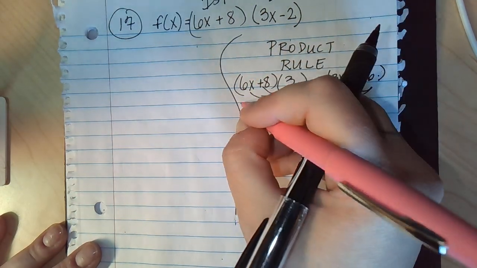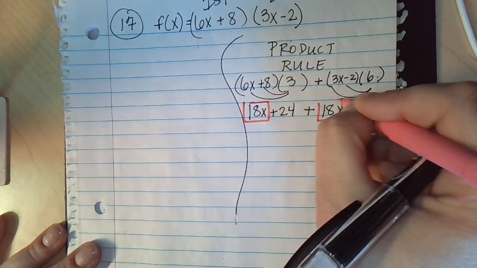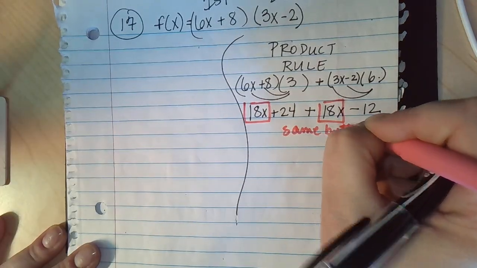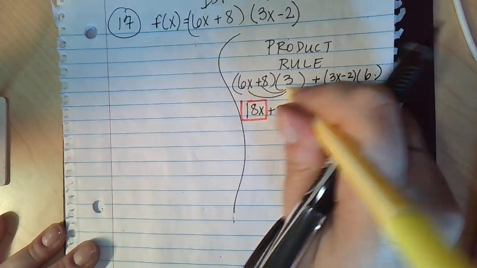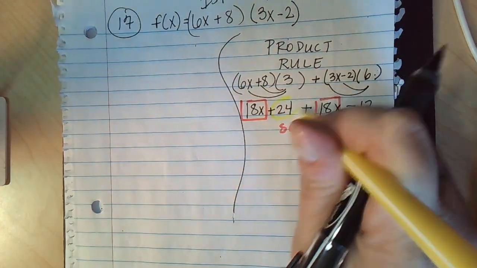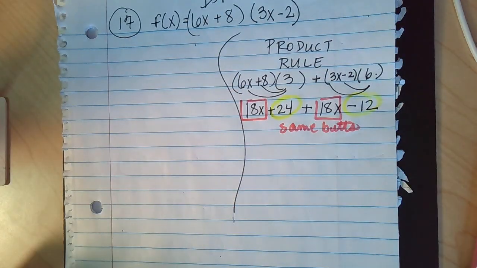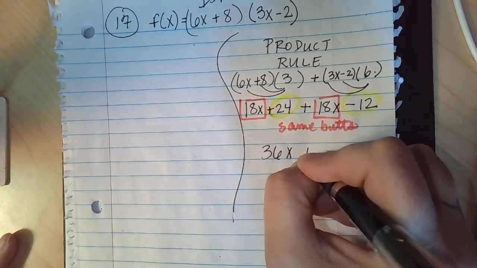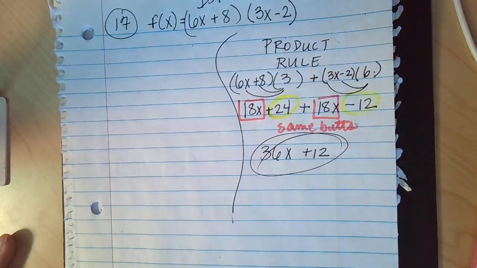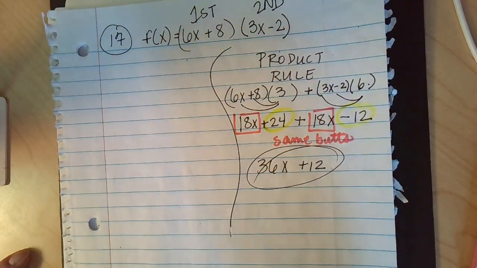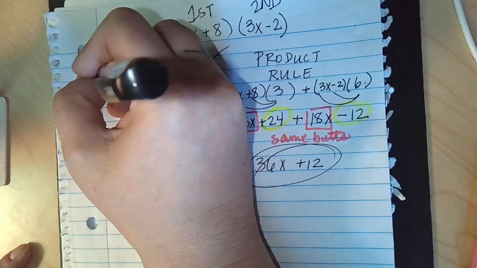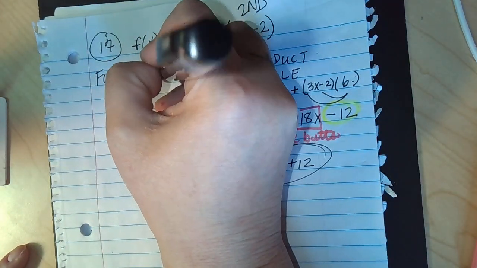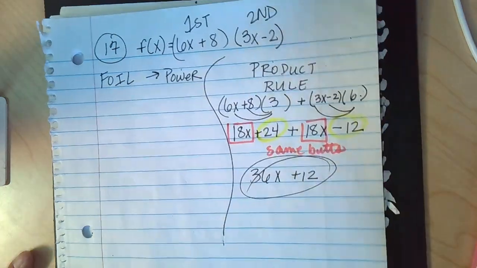Combine like terms, because they have the same x's. And then I think I'll do this 24 and this minus 12. So we get 36x plus 12. Hey-oh, that's the derivative. Okay, if you want to FOIL it out, like multiply it out, then use the power rule, we can do that too.